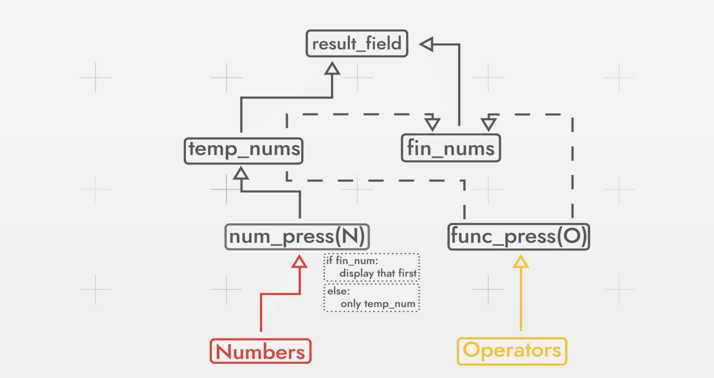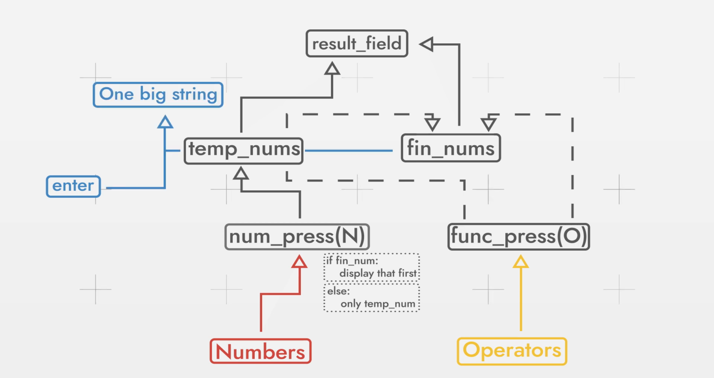And it evaluates a string. So if I have a calculation inside of a string, it gives me the result. So when the enter button is pressed, I turn all the content of the fin num list and whatever is left in the temp num list into one big string, evaluate it, and then add an equal sign and the result to the string. And all of that gets displayed in the result field.